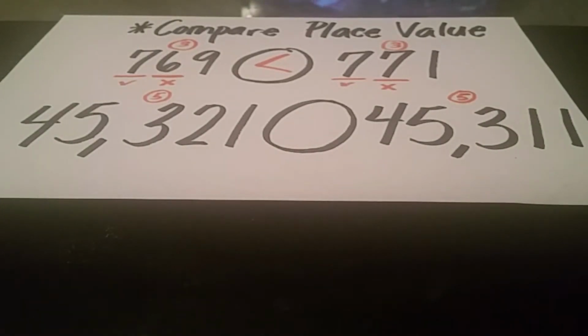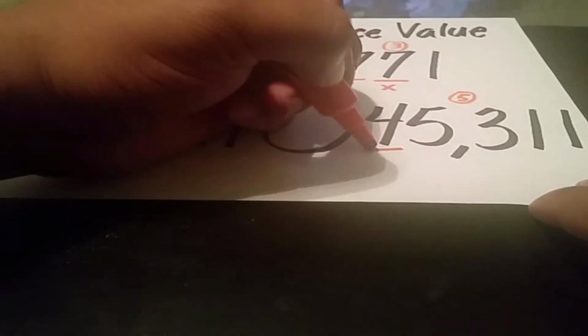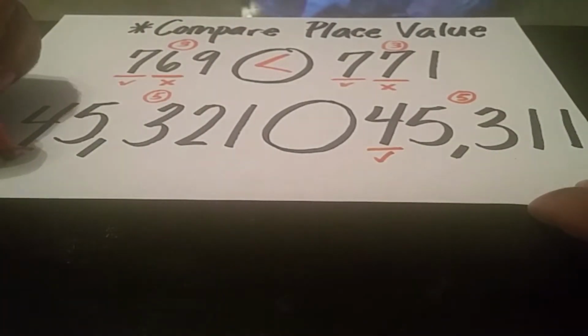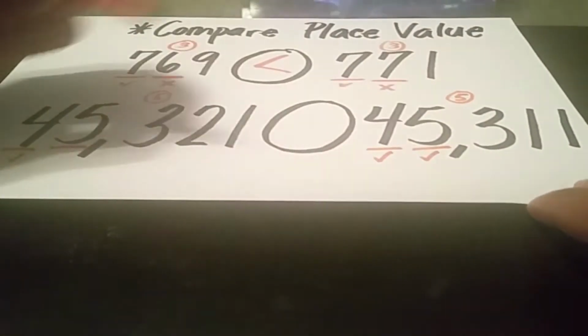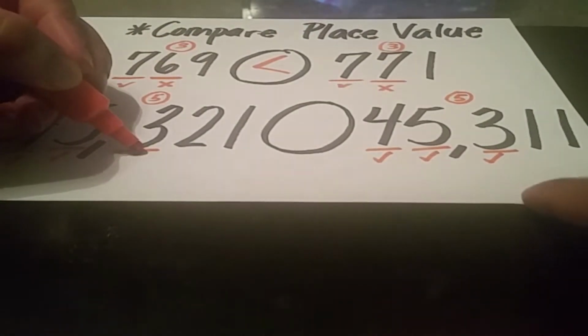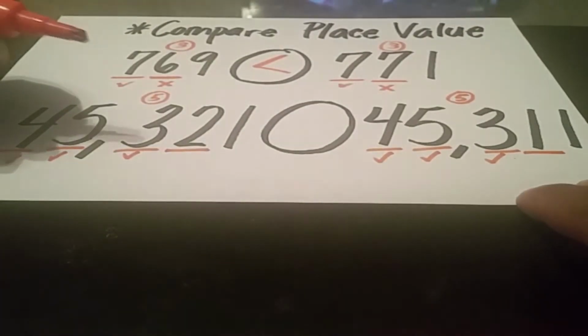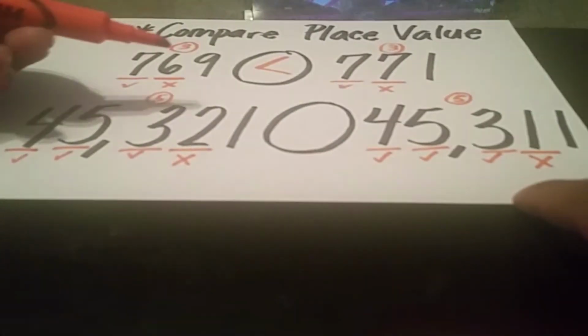Now I'm going to compare place values. Start with the highest place value first, which is the 10,000s place. There's a 4 there and a 4 here, so I can check those off. There's a 5 there, a 5 there. I can check those off. There's a 3 here and a 3 here. I can check those off. There's a 2 here, but a 1 here. I found my different numbers.